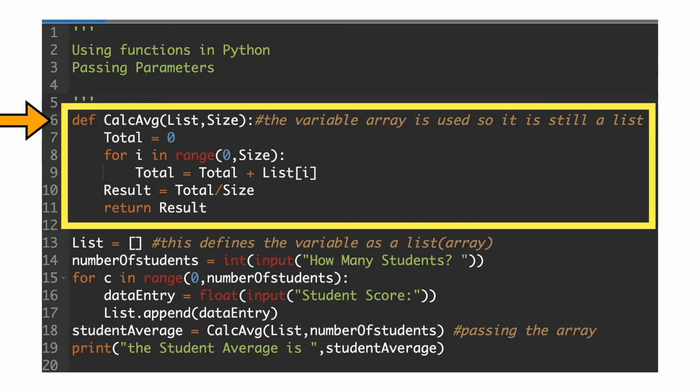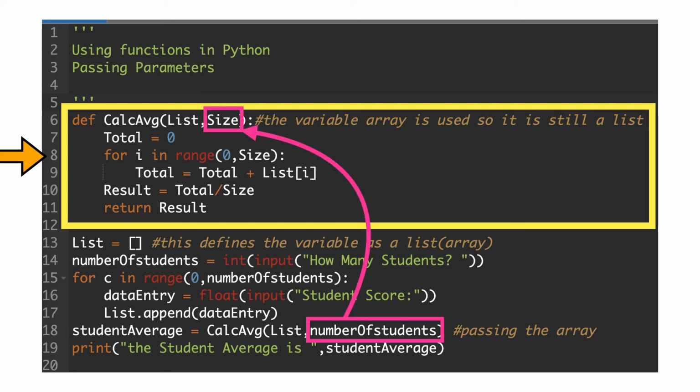The first thing it says, okay, I've been passed two variables, list and size. So it sets a new variable. This variable is only used in this function. Total does not exist as a variable in the main program. Its life cycle is only within this function. We set it at 0.